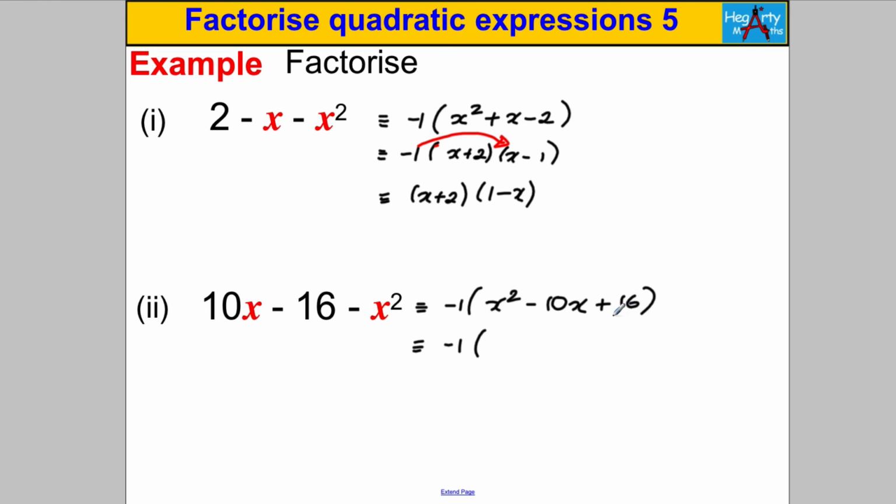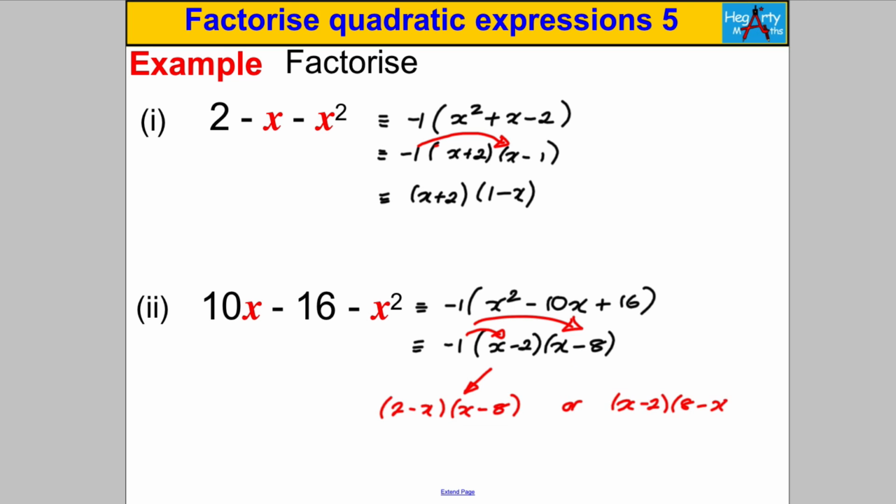Two numbers that multiply to positive 16 add to negative 10. That's going to be x subtract 2, x subtract 8. And then where would I multiply the negative back into? Well, I could do it into either one. That would tidy up nicely, or that would tidy up nicely, but not to both. So the answers in this case would either be 2 subtract x and then keep the x subtract 8 as it is, or you could have yourself x subtract 2, 8 subtract x.